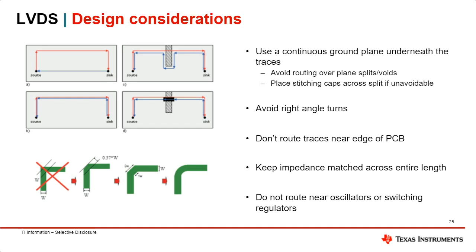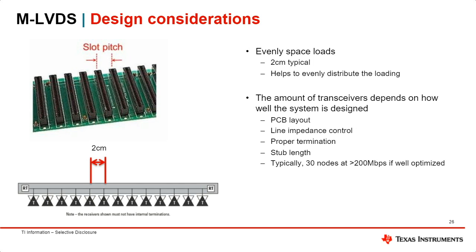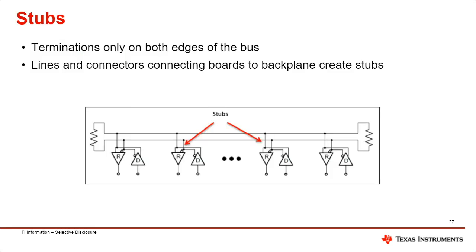For the MLVDS devices, it's important to keep in mind, for a backplane type of environment, the slot pitch. The closer the slot pitch, the larger the capacitive loading that you will have. So TI recommends 2 centimeter slot pitch, as well as evenly spacing the loads throughout the multi-point bus. Typically, MLVDS can support up to 32 nodes on a single bus, but this is very system dependent on the layout, proper termination, and stubs.